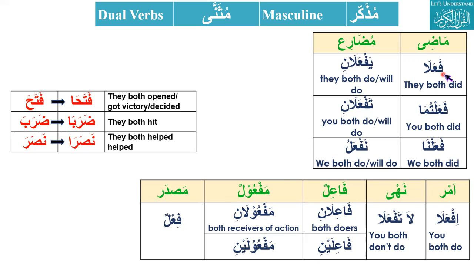Can you please fit here? Ja'ala. Ja'ala means he made, and they both made. It will be ja'ala, ja'altuma, ja'alna, yaj'alani, taj'alani, naj'alu. Ij'ala, la taj'ala. Ja'ilani, ja'ilaini, maj'ulani, maj'ulaini, ja'il.